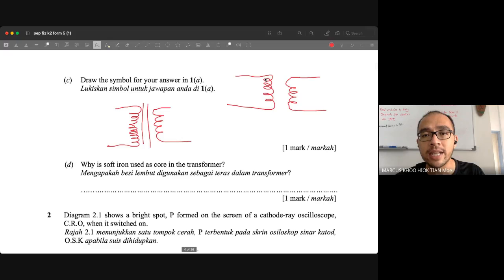Then I have to count one by one just to make sure that this side has more and this side has fewer. Okay, so in the future, make it very obvious. Okay, if it's a step down, the left side has many, the right side has few. Don't live dangerously by putting 6 and 5. And then you just make it difficult for the examiner. He has to count one by one just to make sure that you're doing a step down transformer.